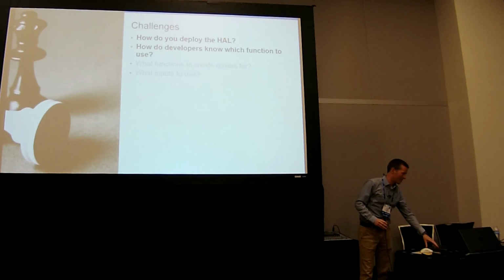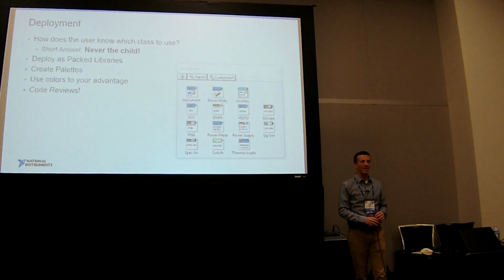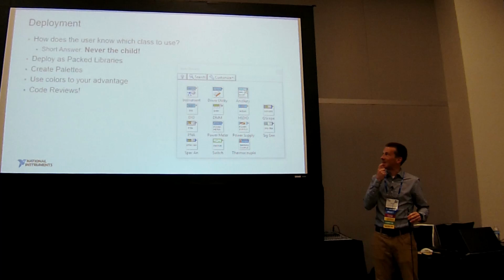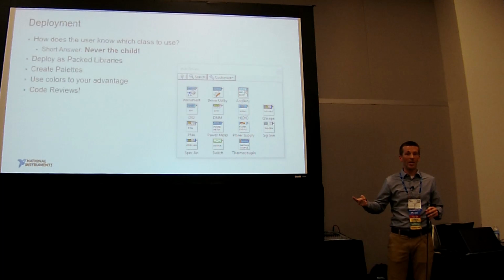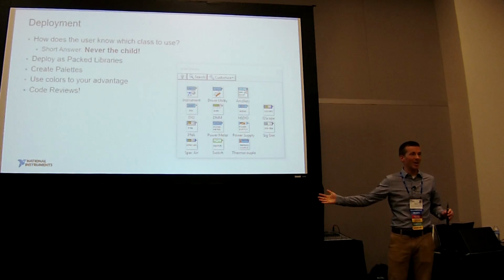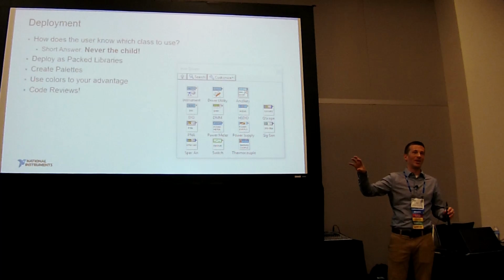And there are some weird things that come up with that. All right, so that second question there, how does the test developer know which functions to use? So rule number 1 is never the child. If they use child class functions, you've defeated the entire purpose of your hardware abstraction layer. You need to be using power supply functions, right?